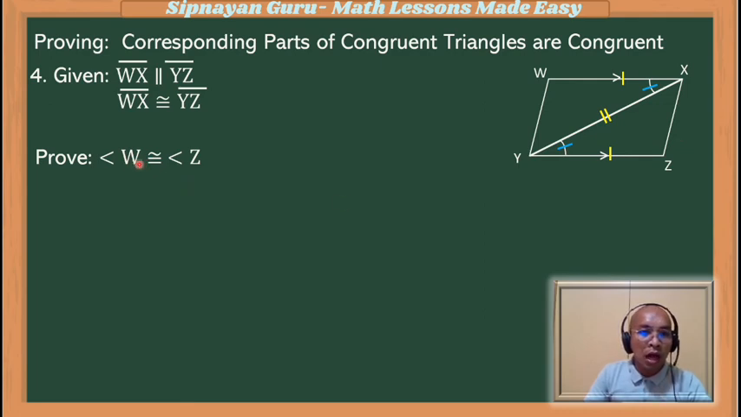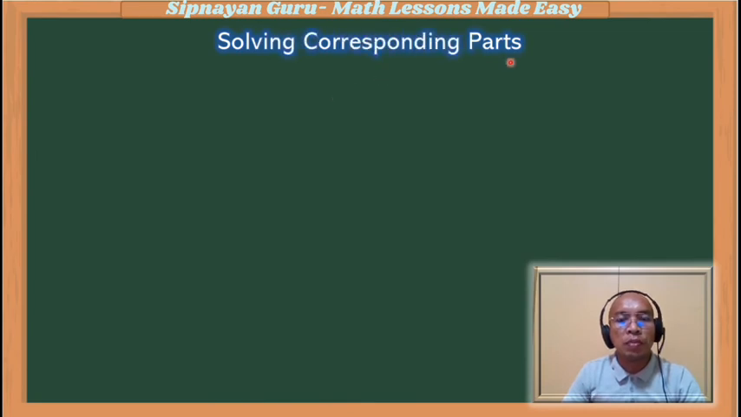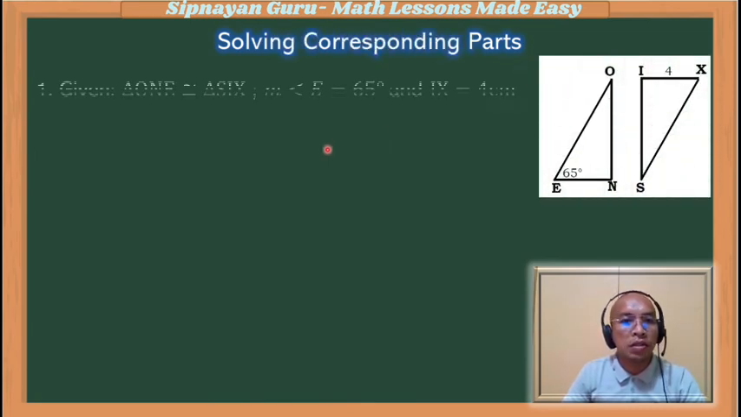Now, angle W and angle Z are also known as the opposite angles. Therefore, we have another theorem pertaining to parallelograms: if a quadrilateral is a parallelogram, then its opposite sides are also congruent. Now, let's solve problems on corresponding parts of congruent triangles.